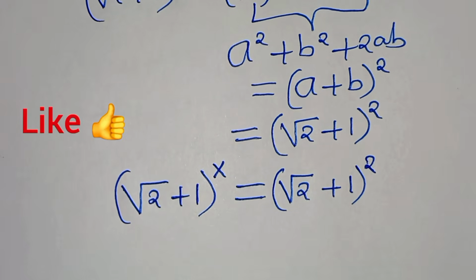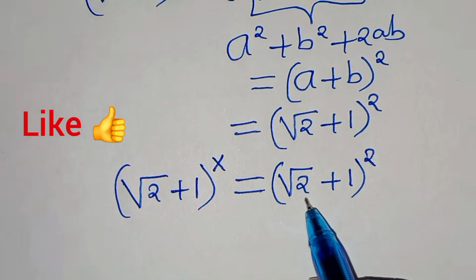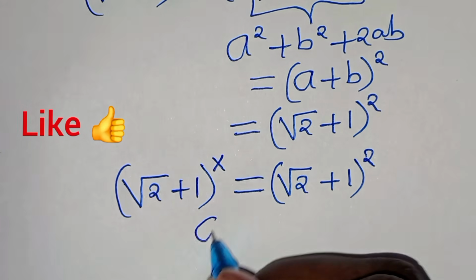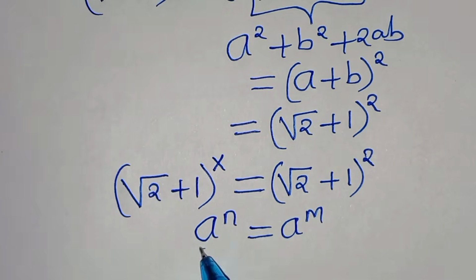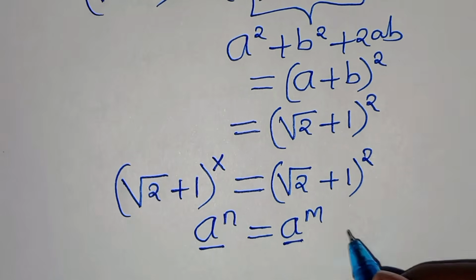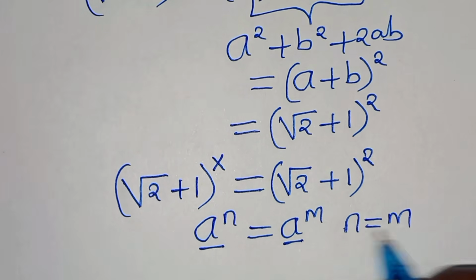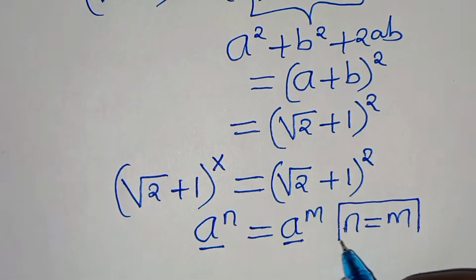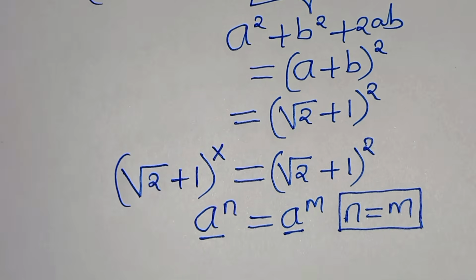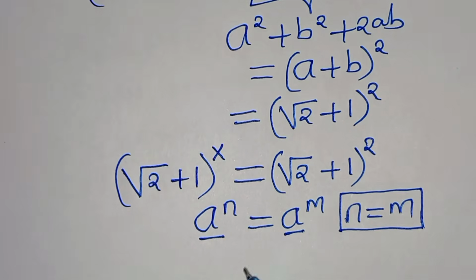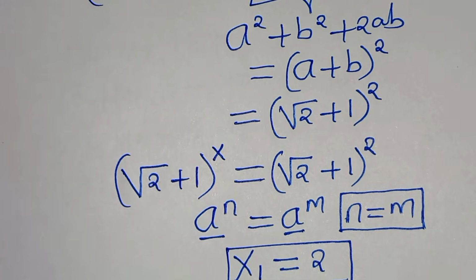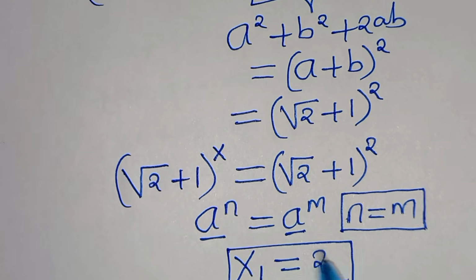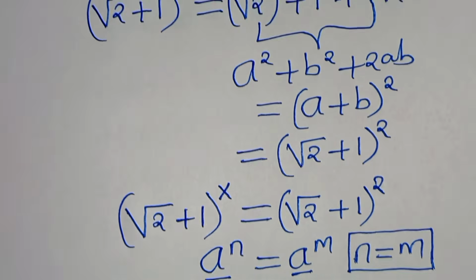Now, something to note here is that the bases are common. That is to say, a to the power of n is equal to a to the power of m. Since the bases are common, exponent n should be equal to m. So this implies that we have the first value of x here, that is x1 is equal to 2. This is the value of x1, which is equal to 2 under case 1. So let's proceed to case 2.